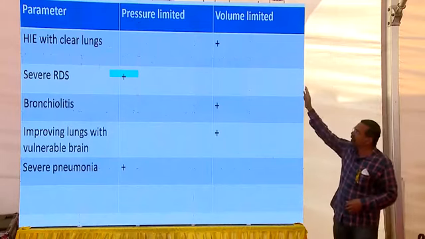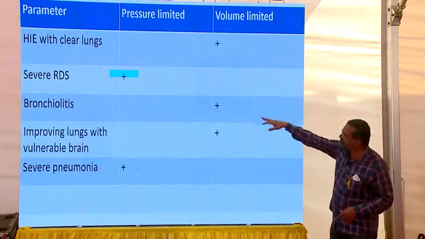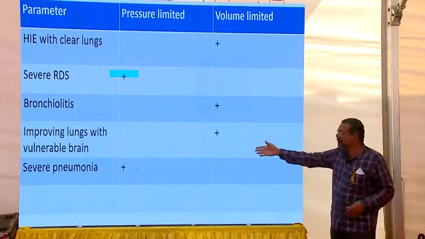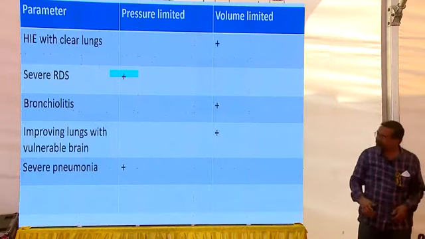HIE with clear lungs, volume limited. Severe RDS, pressure limited. Bronchiolitis, again volume. Improving lungs with vulnerable, again volume. Severe pneumonia, pressure.